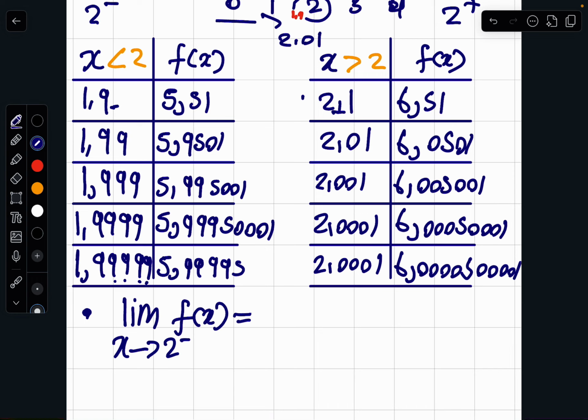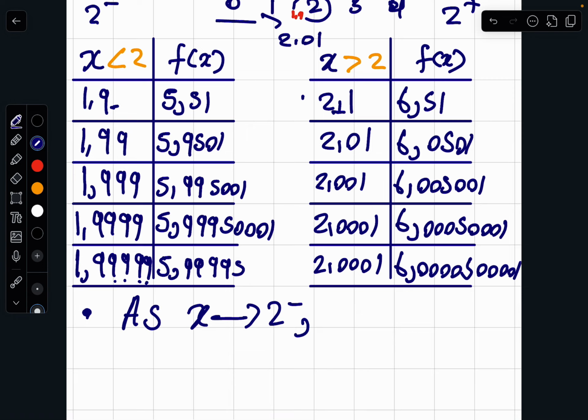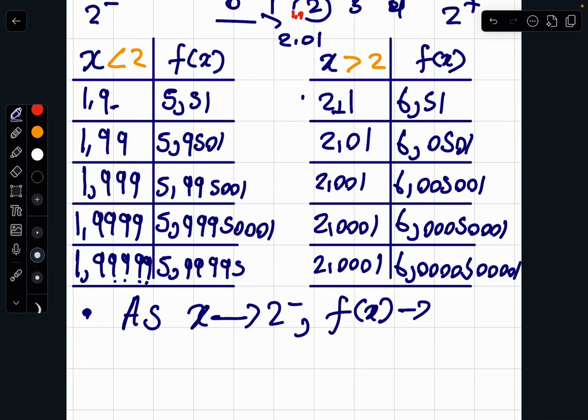When you're approaching 2 from the left, what does the function value approach? Let's just say, as x approaches 2 from the left, what does f of x approach? Remember, this f of x is approaching a certain value. You see, it is having too many 9s.